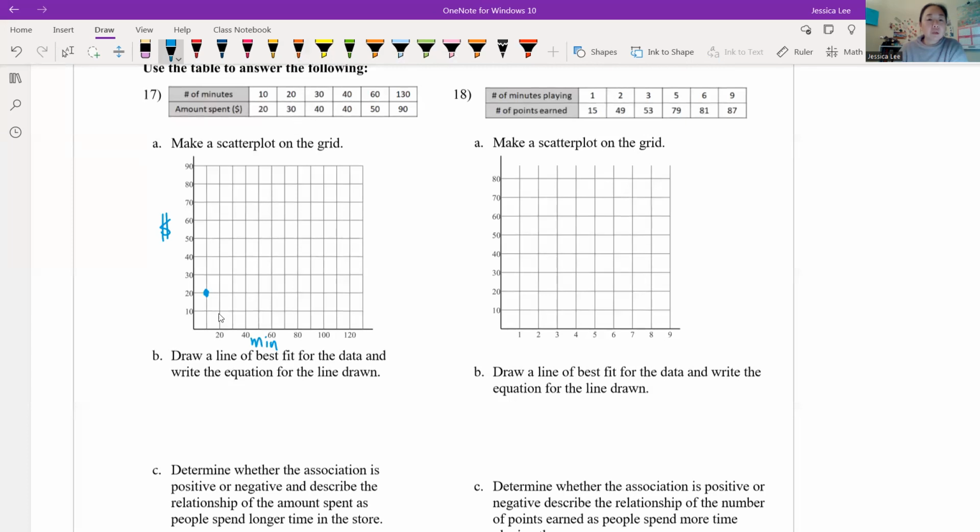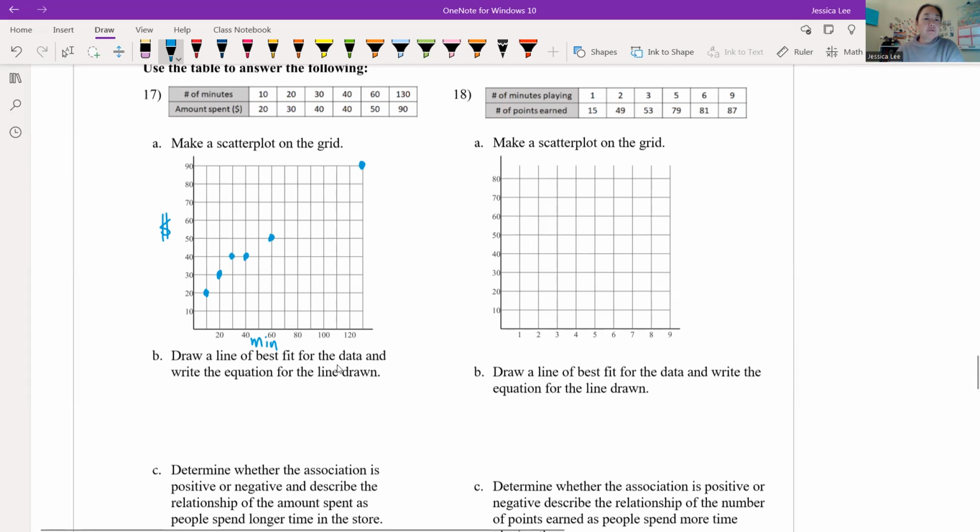Right? To 20, 30. So after 20 minutes, somebody spent 30 bucks. After 30 minutes, they spent 40 bucks. Ooh, this looks kind of linear. The 40 minutes is also 40 bucks. Okay, take it back. It's not linear anymore, but it's linear-ish. Right? 60 minutes is 50 bucks. And then 130 minutes is 90 bucks. So 130 is all the way at the end. 90 bucks is all the way at the corner. All right, so we made a scatter plot.